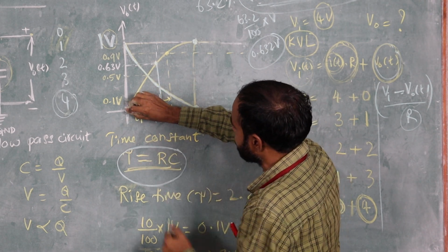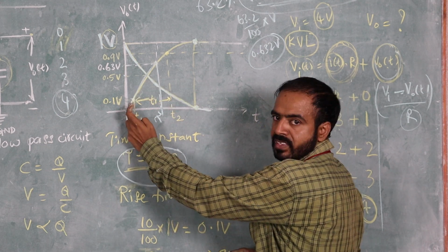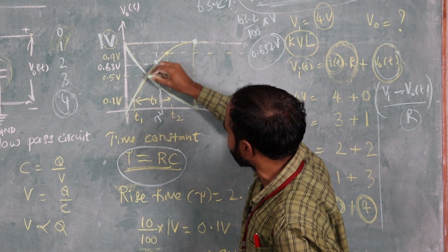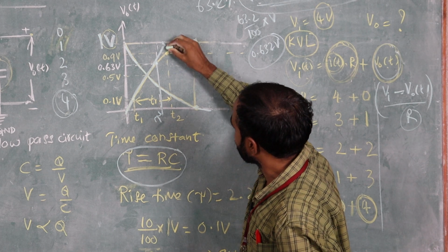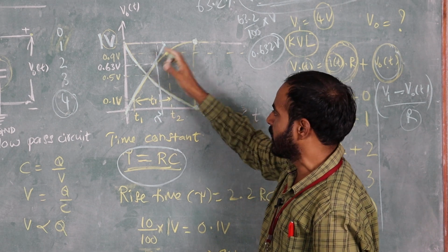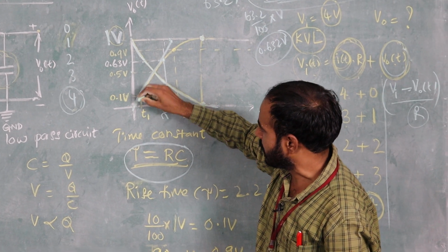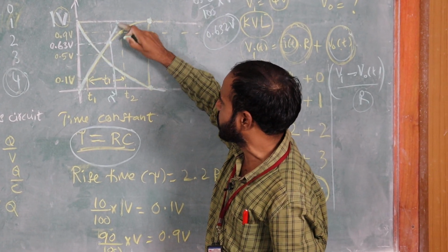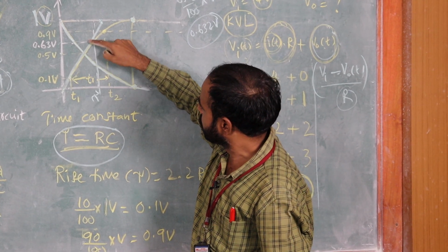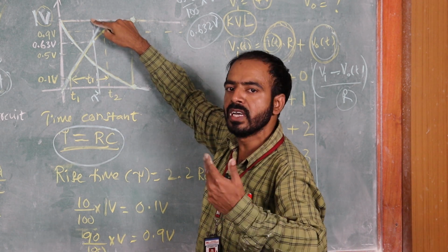Here the rise is exponential. Initially there is a linear rise. If it maintained the linear rise, within this time it would reach the final value. Actually, the voltage across the capacitor is rising exponentially, so initially there is a linear rise and after some time an exponential rise. If it maintained the linear rise, within the time constant it would reach the final value.